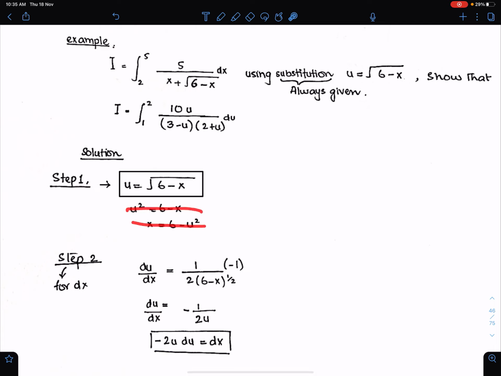Just ignore these two steps. I will explain these two things later. Step number 2, work for dx, because we will substitute dx as well. For dx, always differentiate the given substitution. So by differentiating this with respect to x, we have this thing. You all know how to differentiate under root.